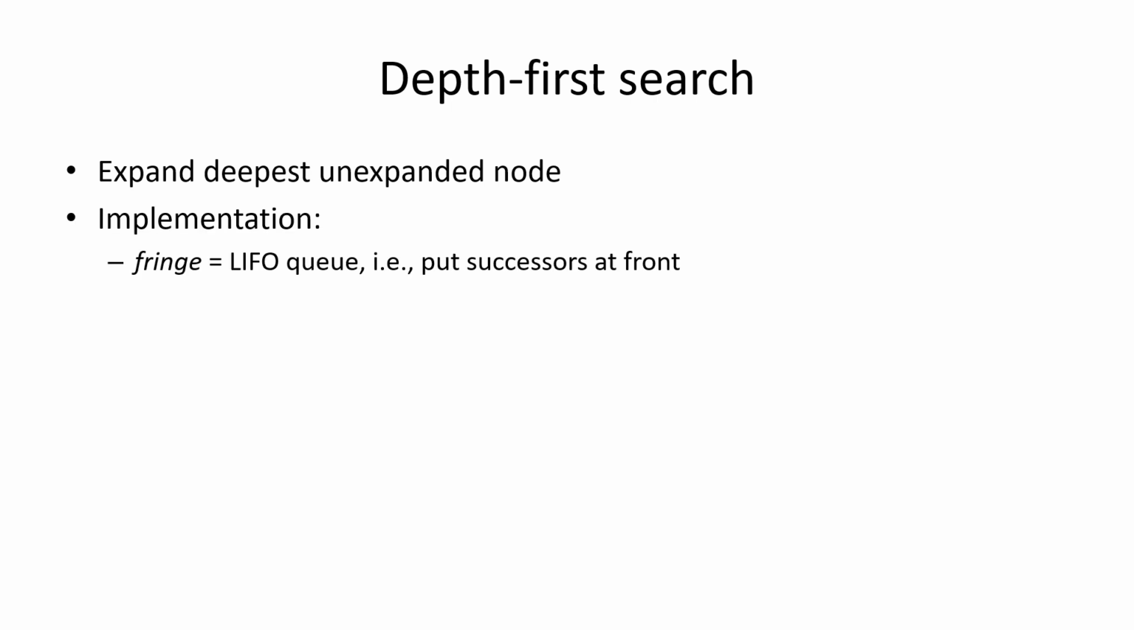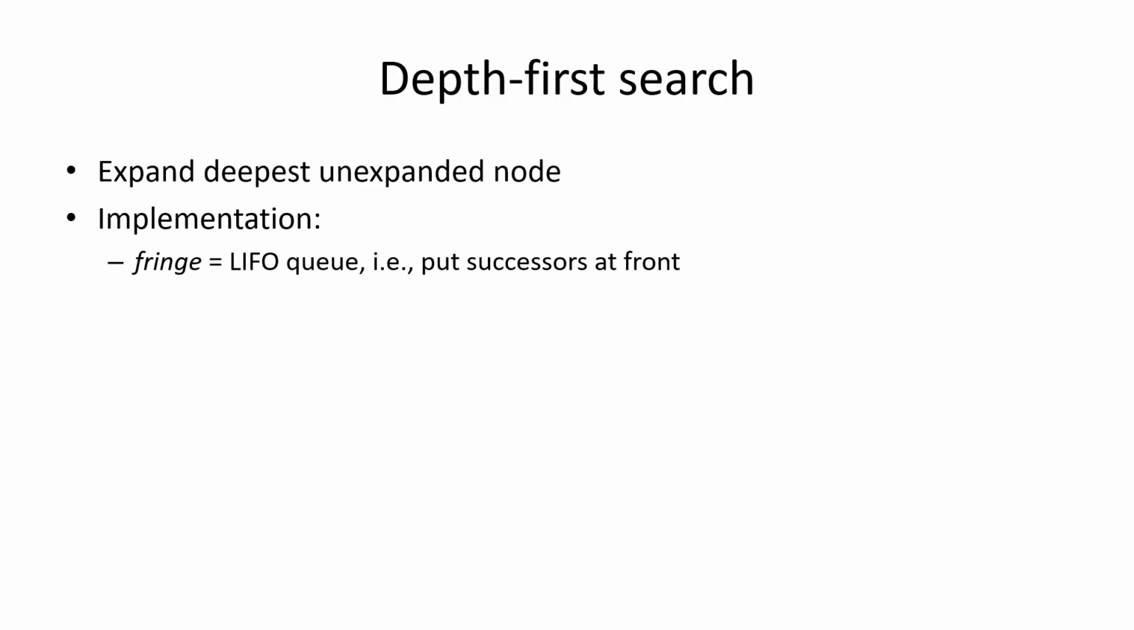DFS works in a very different way compared to BFS. While BFS explores the tree level by level, DFS goes deep into the tree before exploring anything else. To implement DFS, we use a LIFO queue, also known as a stack. In a stack, the most recently added item is the first one to be removed.